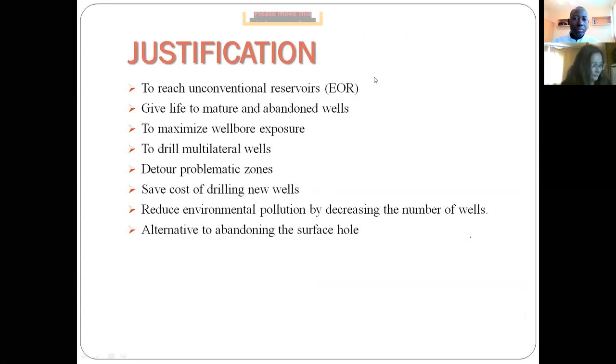Now, so what are the justifications for sidetracking, right?